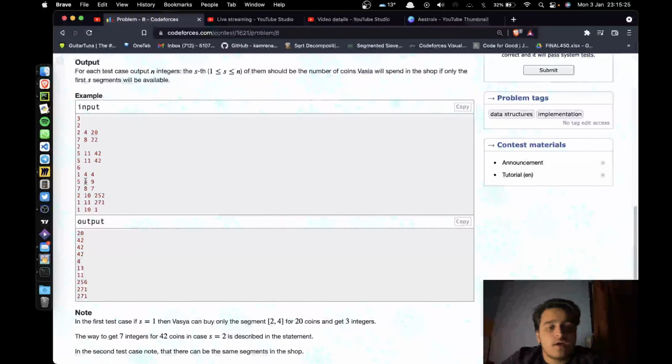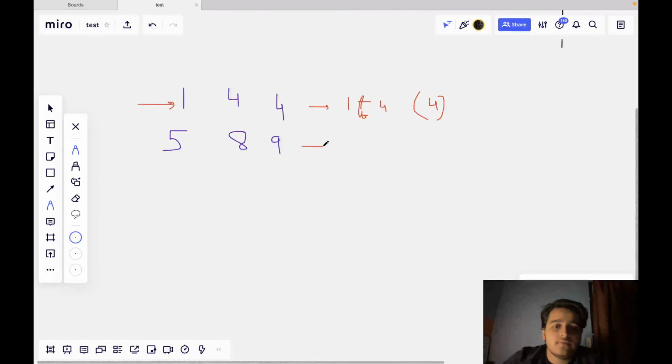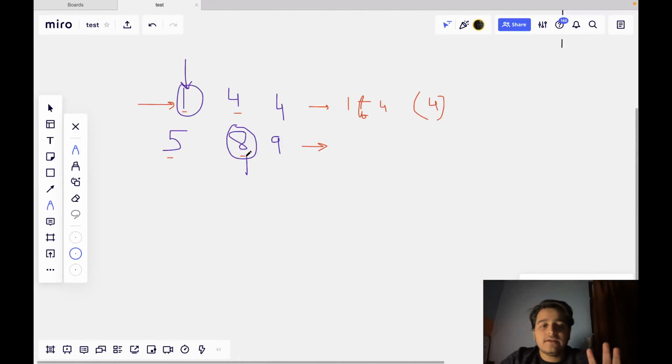It is 4. And in the second case, it's 5 8 9. So how many coins do I have to pay? See, I have all the integers from 1 to 4 from here, and all the integers from 5 to 8 here. Okay, so I have all the integers which now start at 1 and end at 8, right? They start from the minimum integer till now and go to the maximum integer till now.